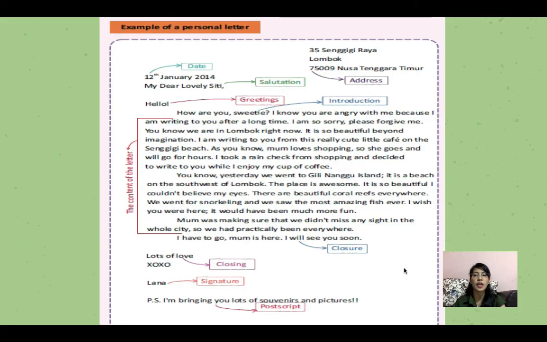Okay, now here is the complete example of a personal letter. You can see it and read it by yourself. And then you can see the address, date, salutation, greetings, introduction, and the content of the letter, closer, closing, signature, and postscript, right? So here is the personal letter, followed by the structure and the generic format of a personal letter.